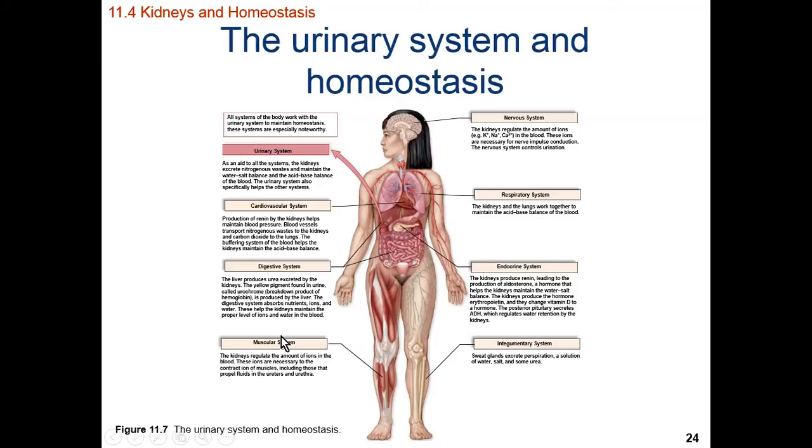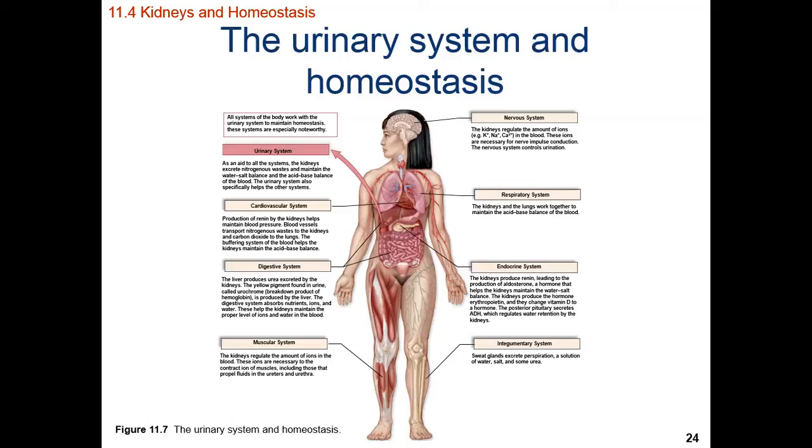If we look at our muscular system, our urinary system will regulate the amount of ions in the blood and the amount of glucose in the blood, which will influence muscle rate of contraction, which is the same for the nervous system as well. As we regulate the blood sugar and blood ion concentrations, we will regulate the nervous system function. Our respiratory system works with the urinary system to help regulate our acid-base balance.